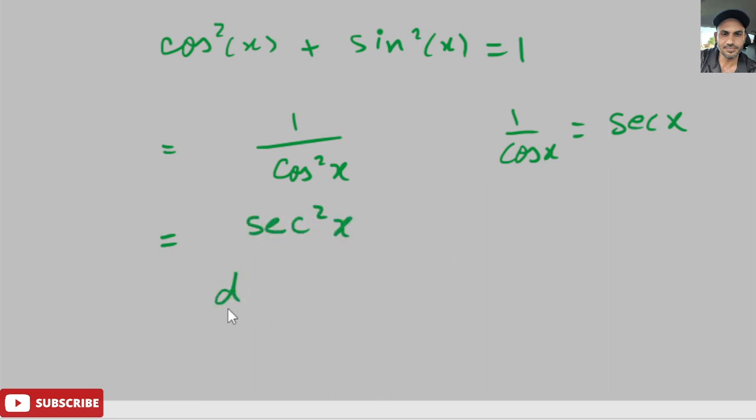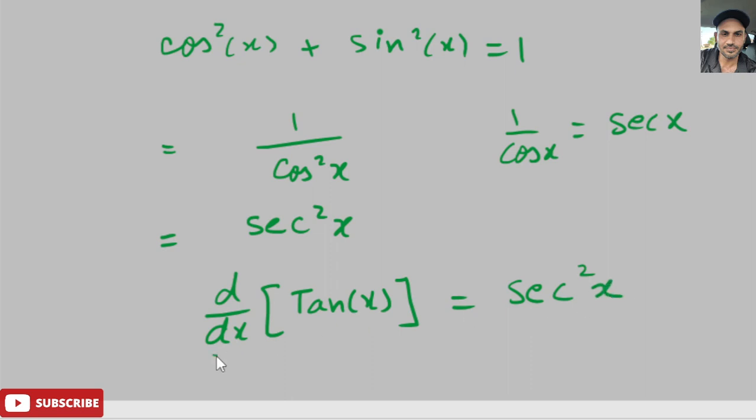So the derivative of tangent of x, or tan x, is equal to secant square x. So this is the final answer, and the derivation of the derivative of tangent of x using sine and cosine. So hopefully this helps.